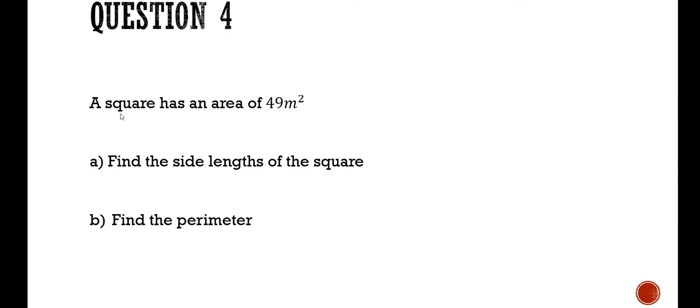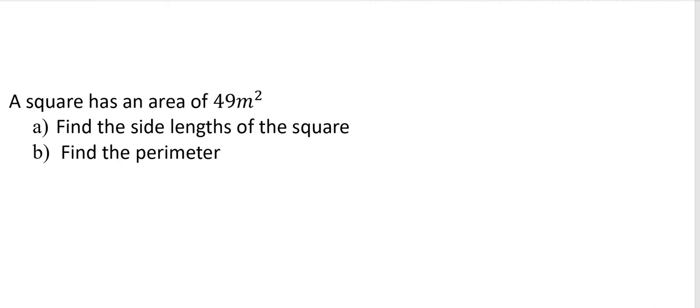Okay, question 4. A square has an area of 49 meters squared, or square meters. Find the side lengths of the square, find the perimeter. So have a go first. Okay, so you may have noticed that with this question, they have already found the area for us. So let's draw a square to visualize what we are dealing with. And we know a square has equal sides, which means when it says for A, find the side lengths, all the side lengths will be the same value, the same number.